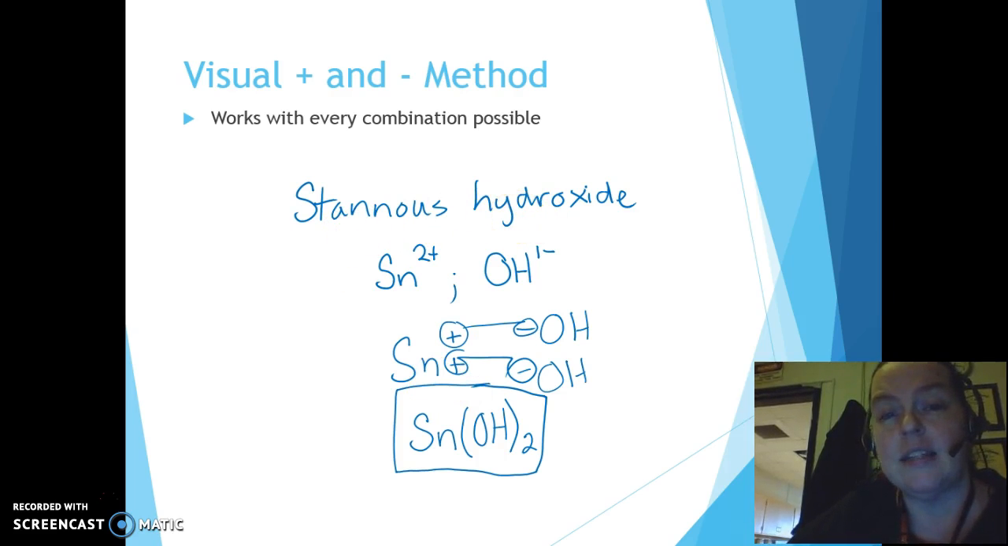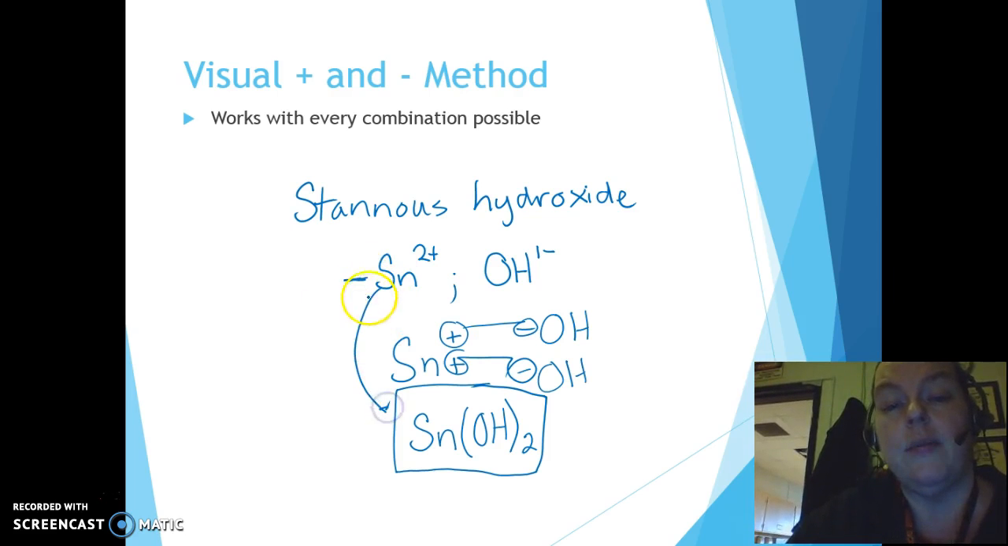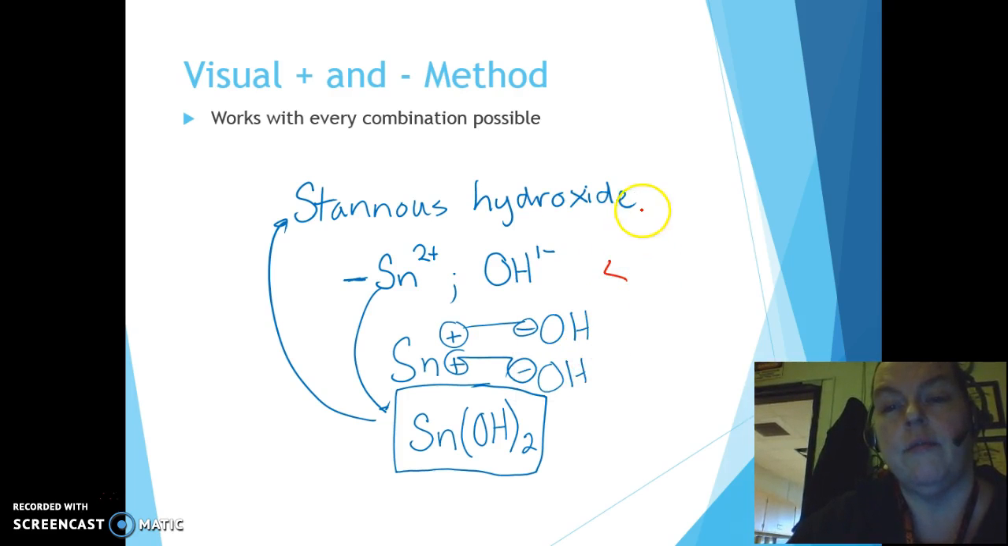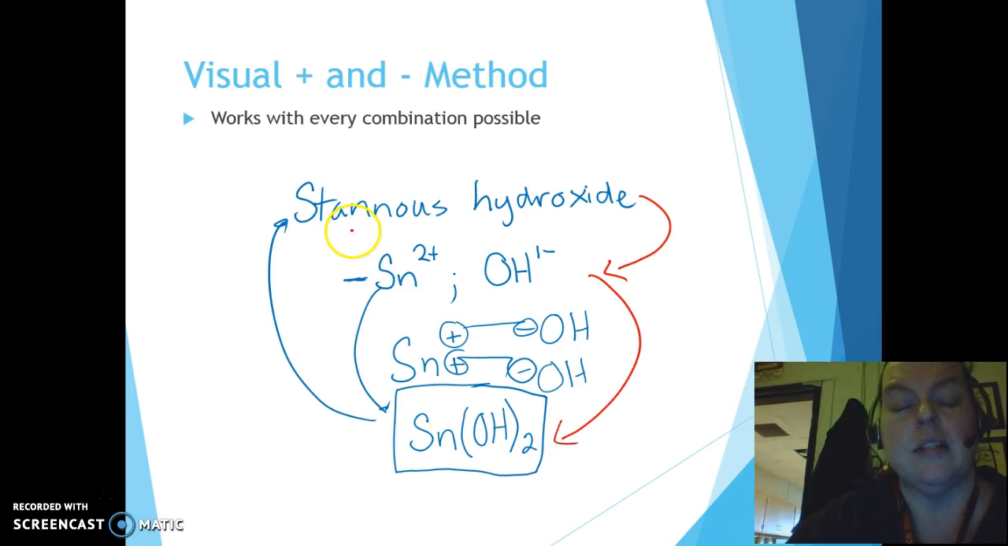So that's what we're trying to do. We're reverse engineering. So we're starting with the name. We're going back to the ions, and then from the ions we figure out the formula. Before, we were starting here, getting to this, and then going to this. Now we're starting here, we're going here, and then we're getting to this. So a little bit of a reverse engineering. We're starting from the top and going down. Before we started in the middle and went down and then went back to the top.